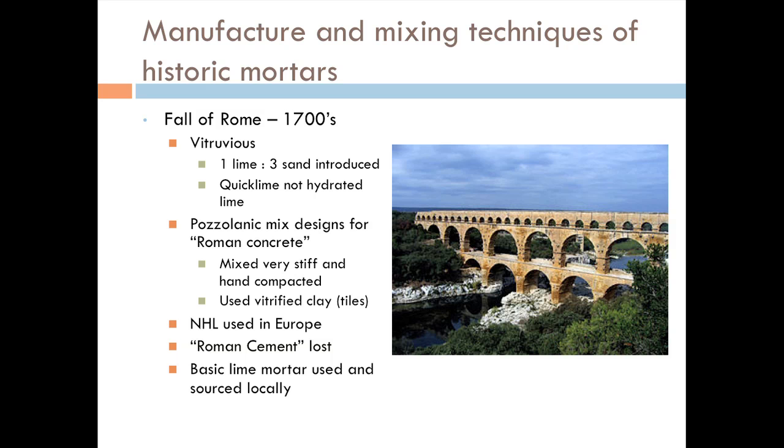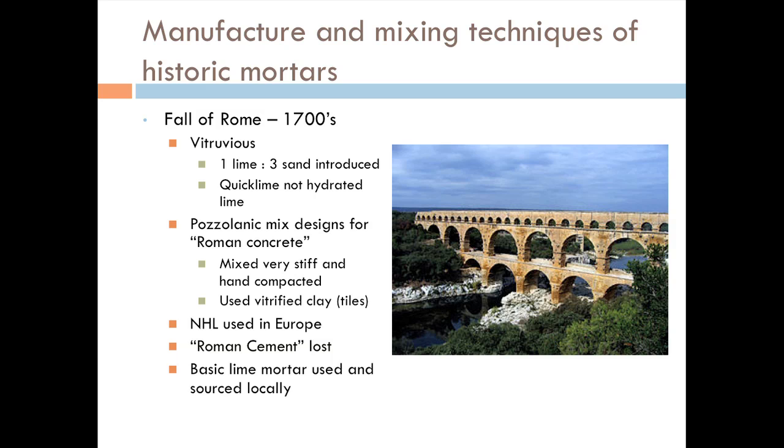So back in these Roman times, around the fall of Rome, there's this concept of Vitruvius, who was an architect who wrote down many different mortar recipes and fundamentals of Roman construction, and we get this concept of a 1 to 3 mix. And you'll see that even today if you look at National Park Service preservation briefs, they always keep it at a ratio of 1 part binder of some sort to 3 parts sand.